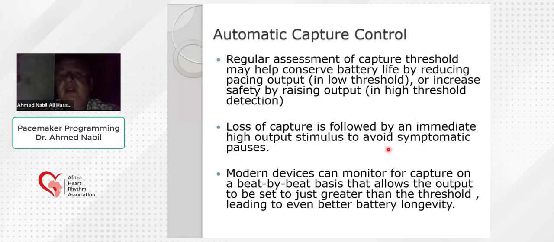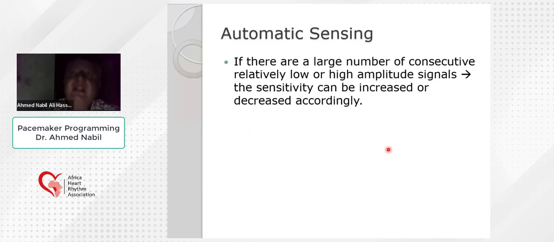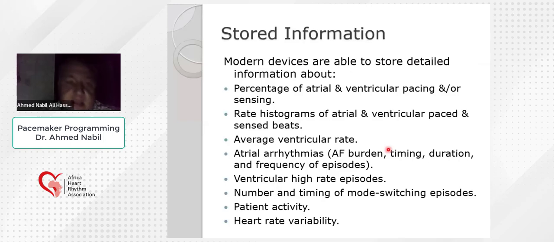But if we have an automatic capture control adjusted for the patient, it can regularly check the capture threshold and adjust the amplitude accordingly. Also, this can be applied to the sensing, because sensing can also be measured by the automatic sensing test and adjust the sensitivity accordingly, either by increasing the sensitivity or decreasing the sensitivity.